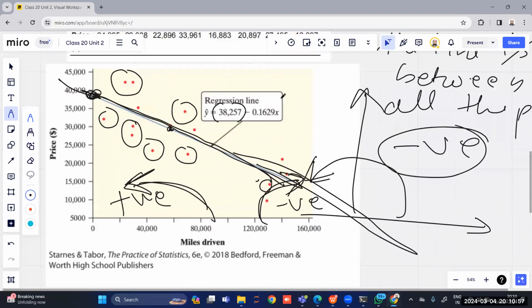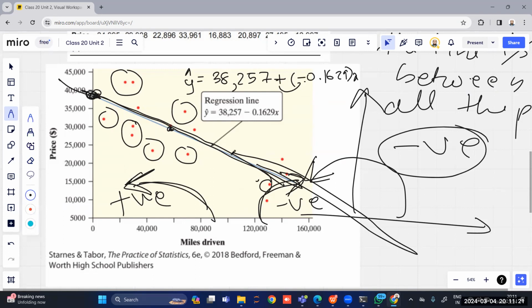The regression line is represented by the formula of a line. What is the formula? It's y cap equals 38,257 plus b. What is b? Minus 0.1629 into x. So plus minus becomes minus in total. Did you get that, Zaid? How it came? Yes.